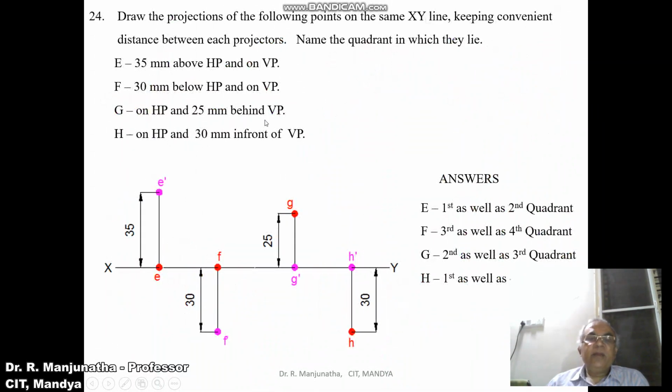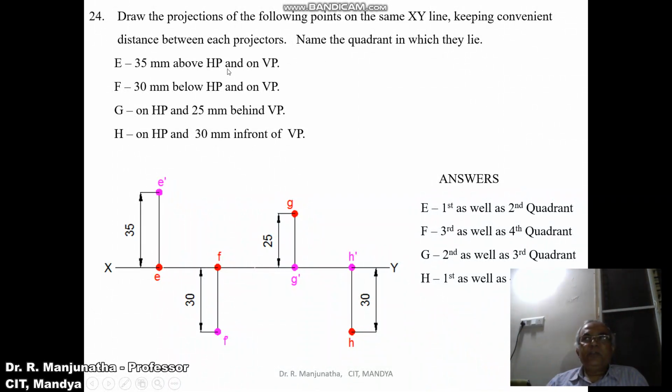Now we are going to write the final solution in the sketchbook. First we draw the XY line and mark X and Y. Then take any convenient distance and draw a vertical projector. Capital E is 35 mm above HP. Above HP will always be above the XY line. So from here, measure 35 mm and mark this point above HP, the front view, so E dash.